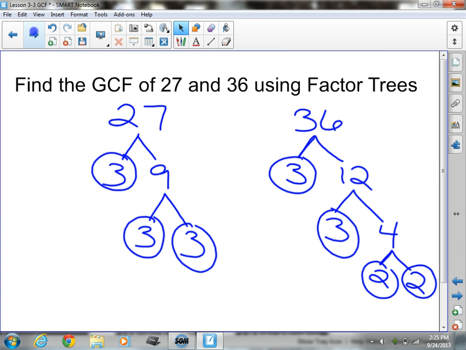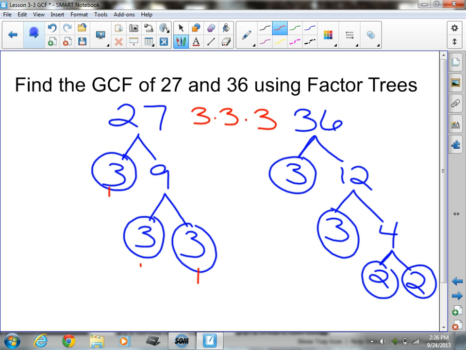Now, we're not done. We need to find the greatest common factor, so I'm going to list the prime factorization of 27 and 36. So for 27, I have 3 times 3 times 3. Then for 36, I have 3 times 3 times 2 times 2.